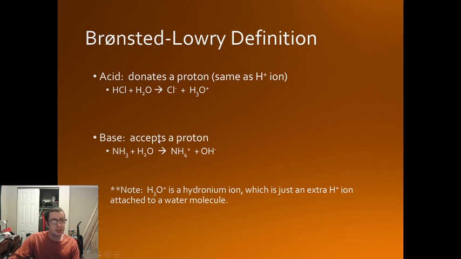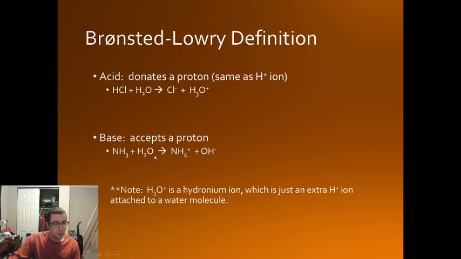For a Bronsted-Lowry base, that's going to be something that accepts a proton, so completely opposite. So NH3 plus H2O, so we get NH4 plus and then OH minus. So the NH3 here, I can see it gained a proton because it went from NH3 to NH4 plus. So it gained not only an H, but also that positive charge there. So that's what makes it the base.